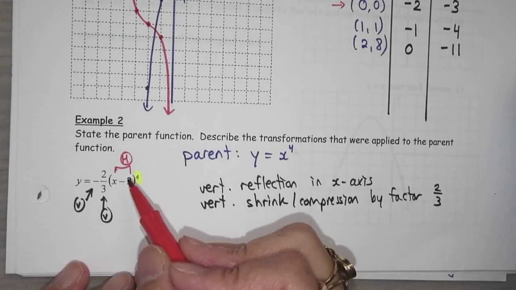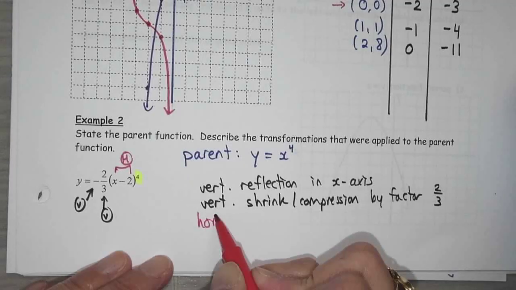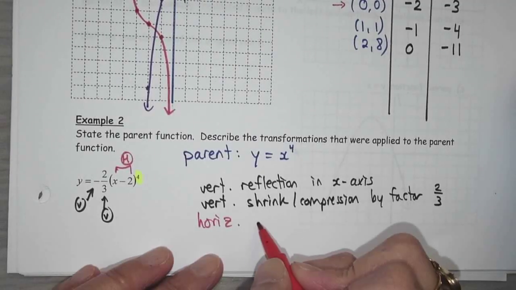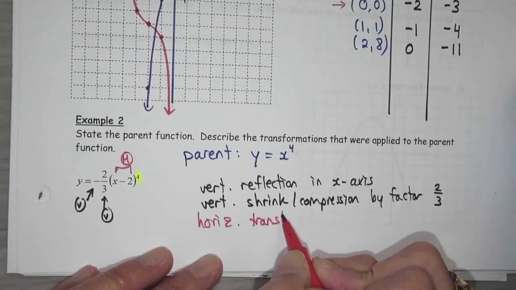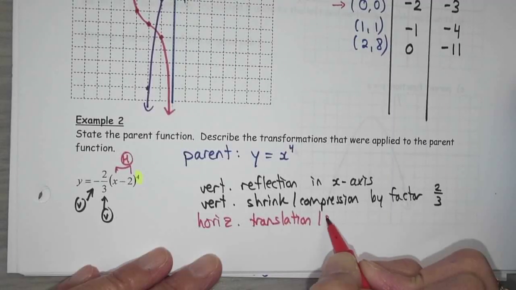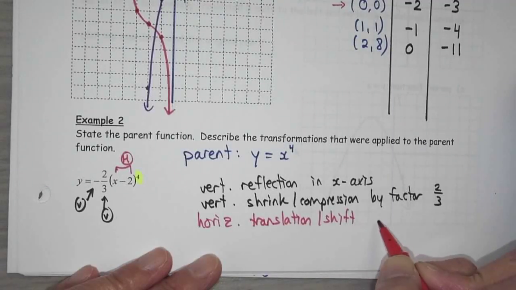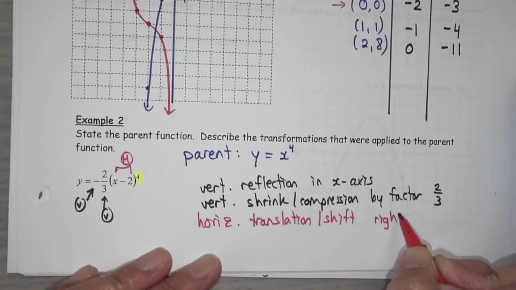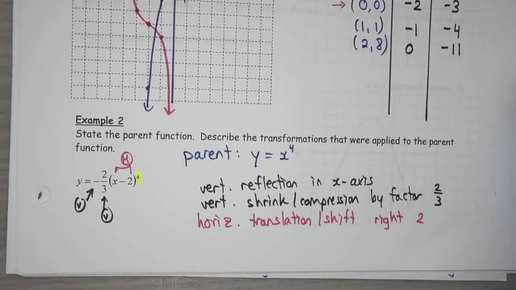And then the only one here is horizontal, and it's going to be a shift or translation. So translation or shift, and it's right 2. That's it. Okay, so that's a short question. When you're ready, flip over.